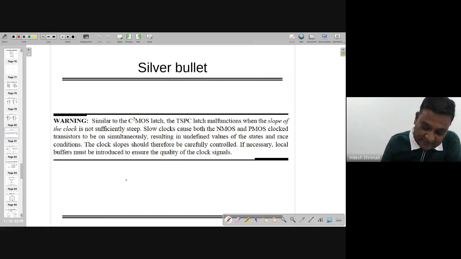Now there is a silver bullet that's similar to the Square MOS latch. The TSPC latch malfunctions when the slope of the clock is not sufficiently steep. Slow clocks are not good, because they cause both NMOS and PMOS clock transistors to be on simultaneously, which means there is a clock skew, and in that case you will see bad output, right? In that case you can have undefined values of the state and race condition. Now you can understand what a race condition is also, right? So you have to make sure that clock slopes are sufficient so that you can control it and have the output as required.